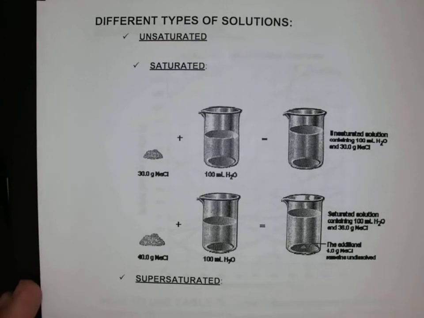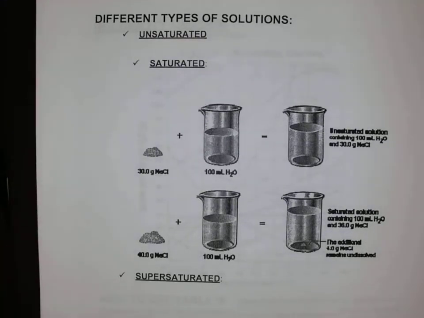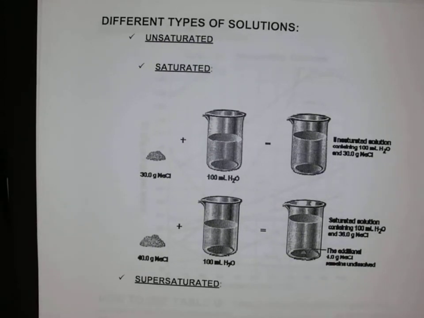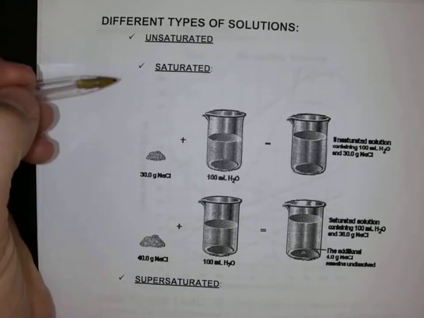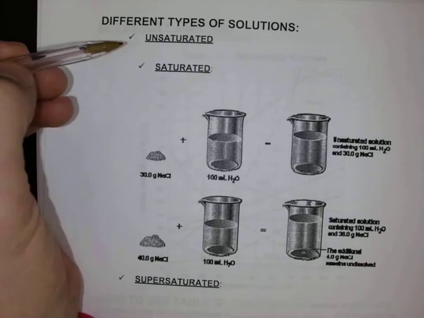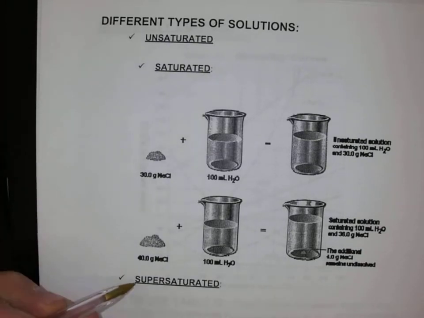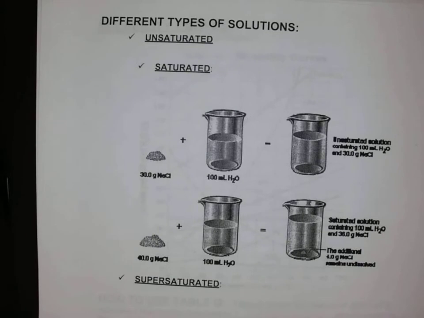All right, guys, so we've watched that other video. Now we're going to talk about our different types of solutions. So when we make a solution, we're going to dissolve some of our solid in that liquid. What we can form are three different types of solutions: an unsaturated solution, a saturated solution, or a supersaturated solution.